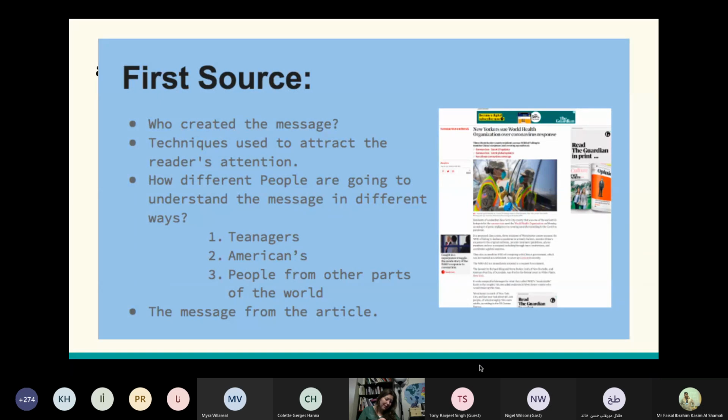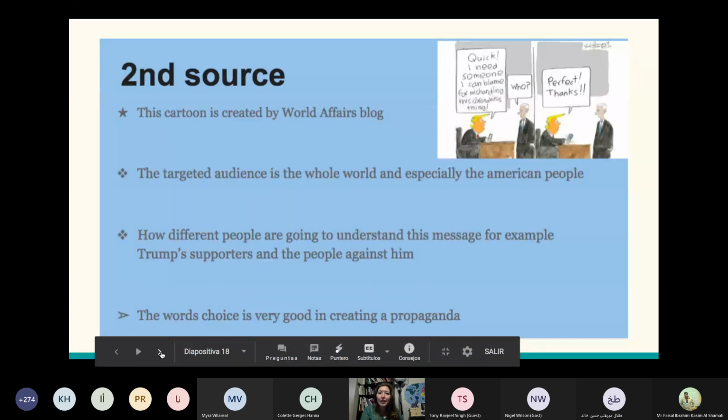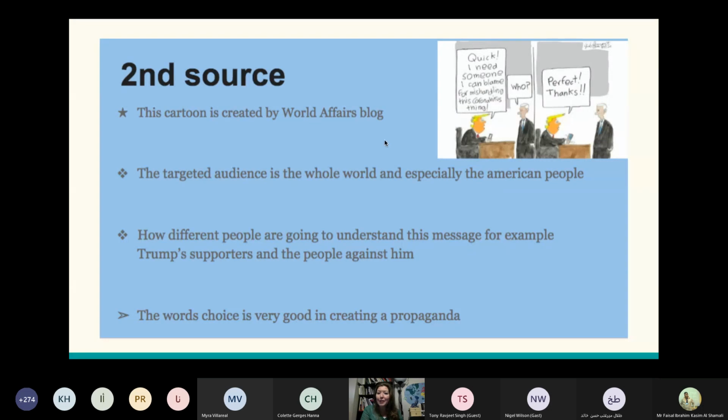Okay, so I wanted to show you just a couple of examples from my students. The first is, I think this one was, oh yes, my students organized the World Health Organization, and they wanted to analyze an article from The Guardian. They also wanted to make me laugh, and so they also analyzed a cartoon that was put on by the World Affairs blog, and also made fun of the orange guy who was in the White House for a little while.